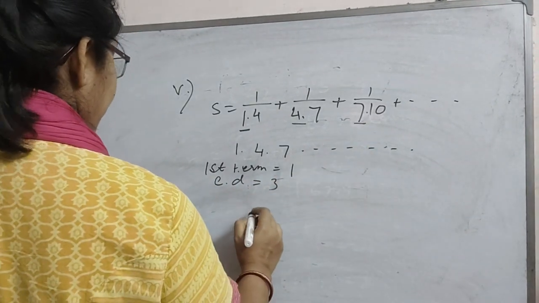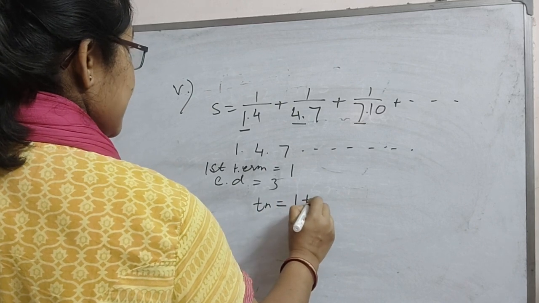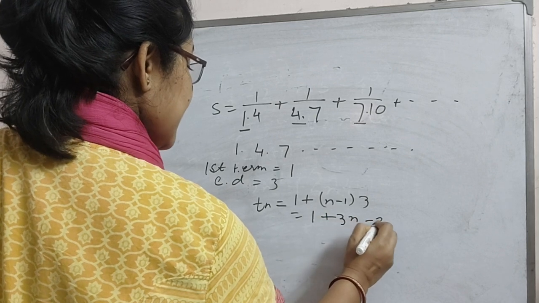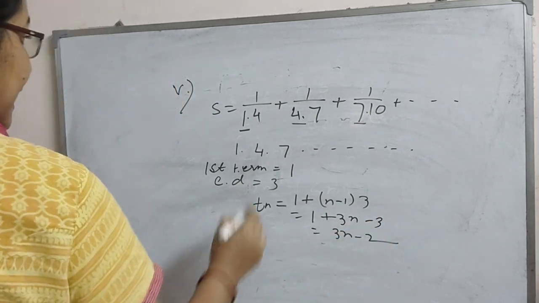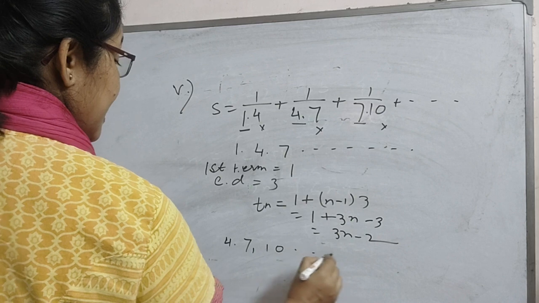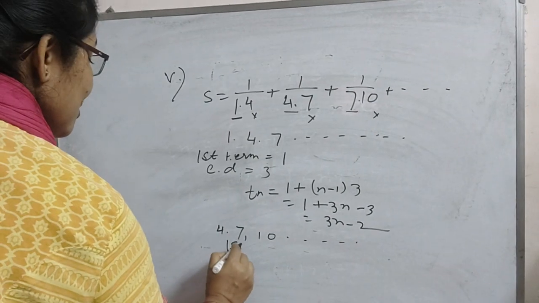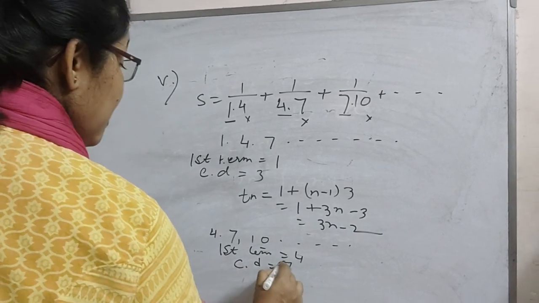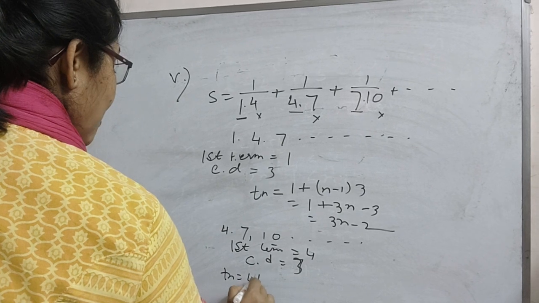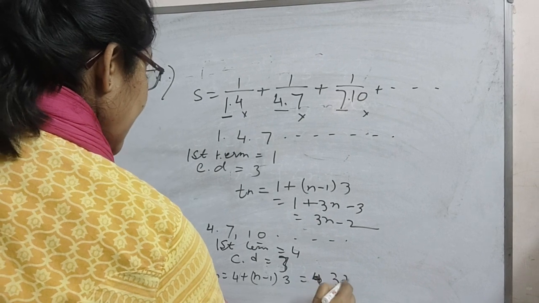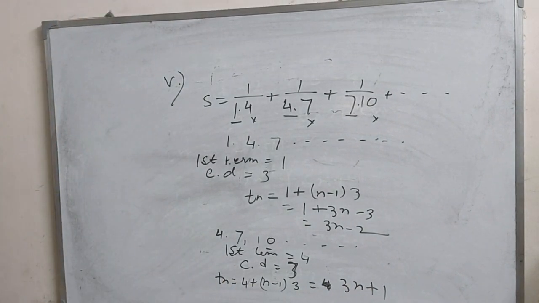Here Tn equal to 1 plus n minus 1 into 3. This is equal to 1 plus 3n minus 3, that is 3n minus 2. And second term 4, 7, 10. If I consider this one, so first term 4, common difference 3, Tn equal to 4 plus n minus 1 into 3, this is 3n plus 1. So I can write it in this way.